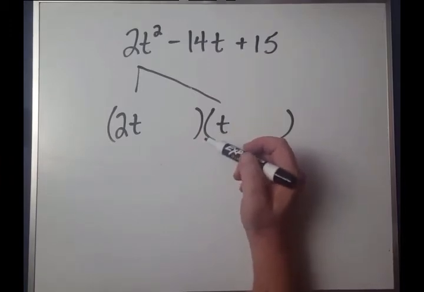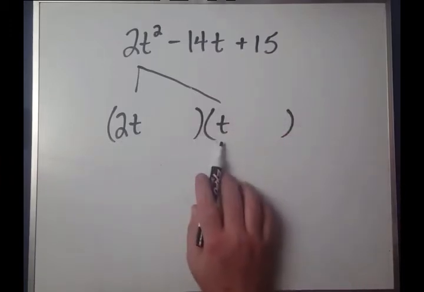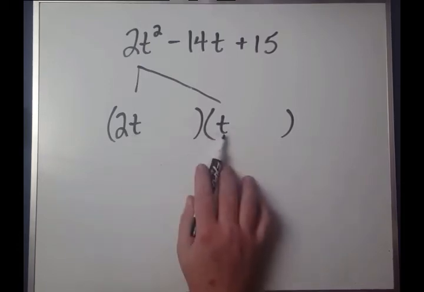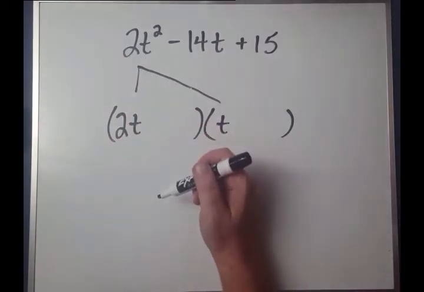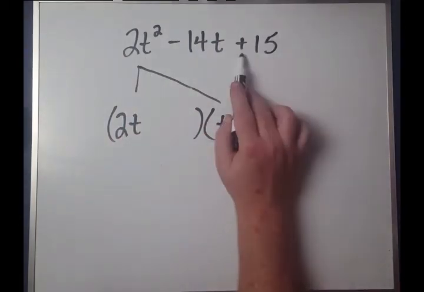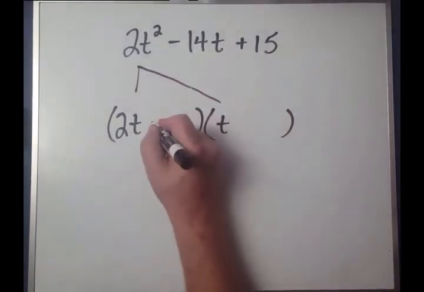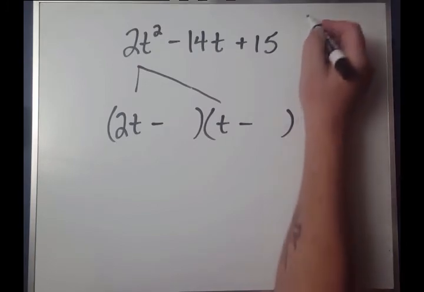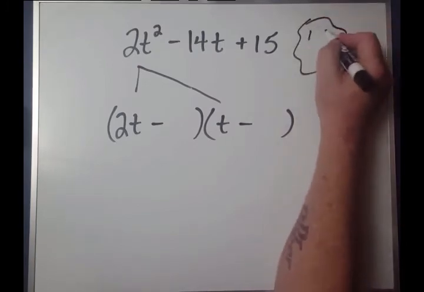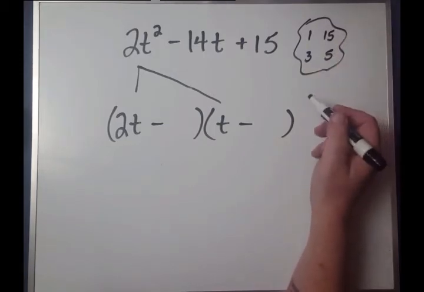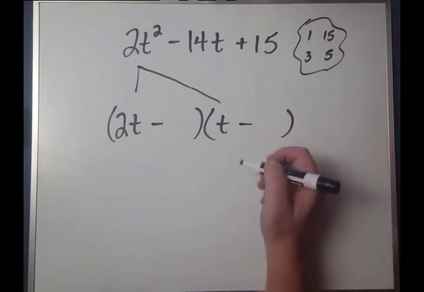Okay, back to number 38. Everything we've written down so far is guaranteed. It will be a pair of binomials. It's got to be 2t and t because there's no other way 2t squared can fall apart. This tells me my signs will be the same, and in fact, right here, they will both be minus. And now we've got to figure out, is it 1 and 15? Is it 3 and 5? Those are the only factor pairs of 15. Let's try the 3 and the 5.